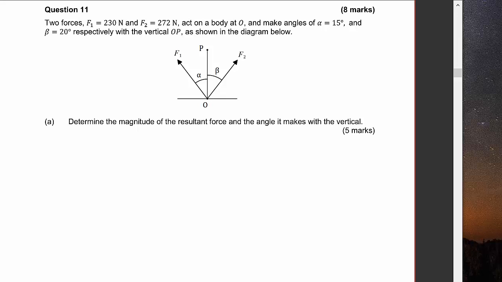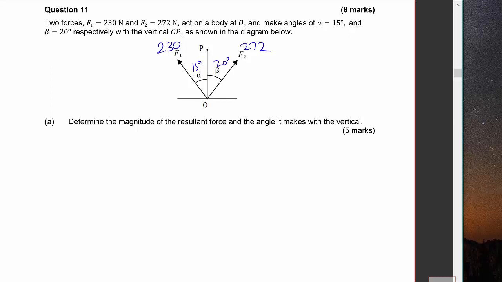So we've got two forces. F1 is 230 newtons and F2 is 272 newtons. And angle alpha is 15 degrees and angle beta is 20 degrees. And we want to find the magnitude of the resultant force and the angle it makes with the vertical, so the vertical being OP.